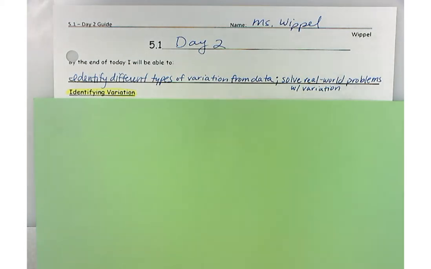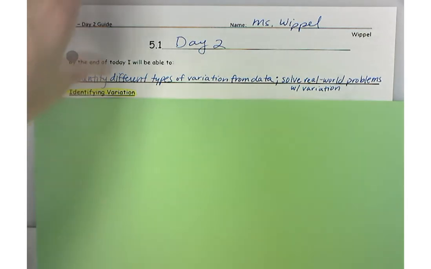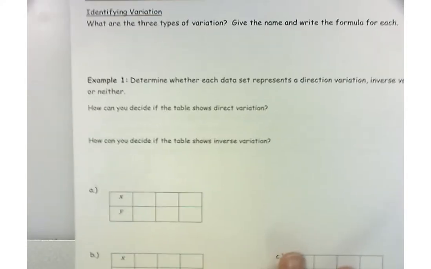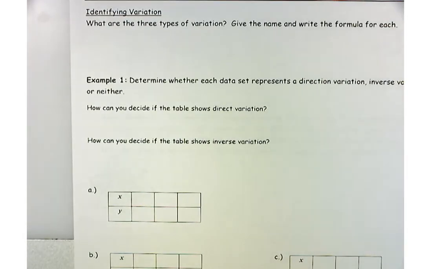All right, so today we're continuing 5.1. We're going to identify different types of variation from data, and then we are going to do some more story problems with variation, which we also practiced yesterday. So first, let's just do a quick review of identifying some variation.